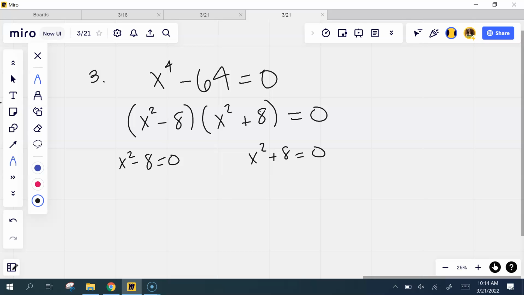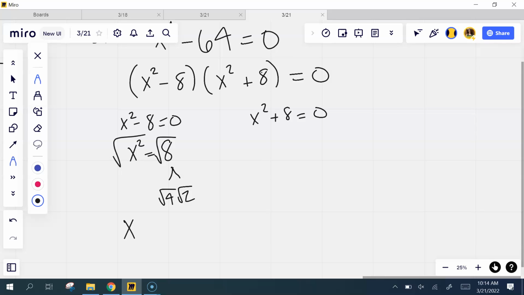Look at the first one. What should I do? Now what? What's the square root of 8? You remember. Because this has got a perfect square in it, I have to simplify. So x is actually, and don't forget the plus or minus, because the plus or minus gives me the two solutions I'm looking for. Plus or minus 2 root 2.